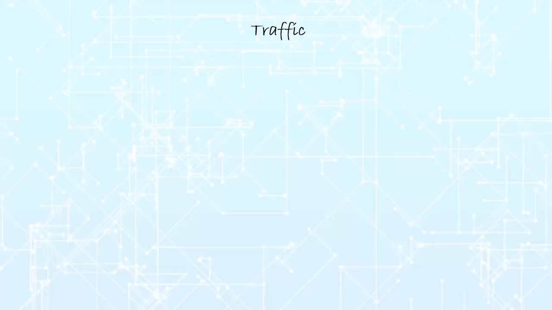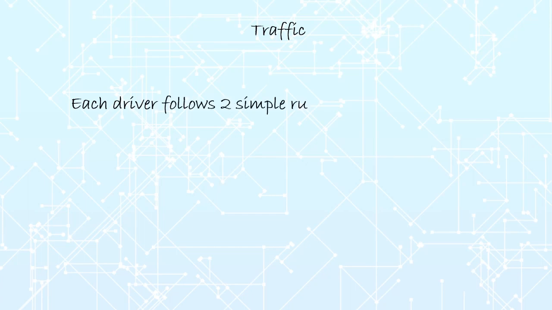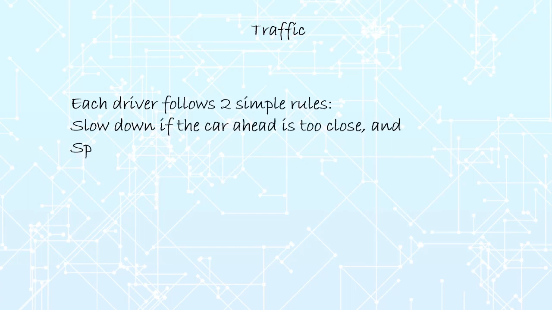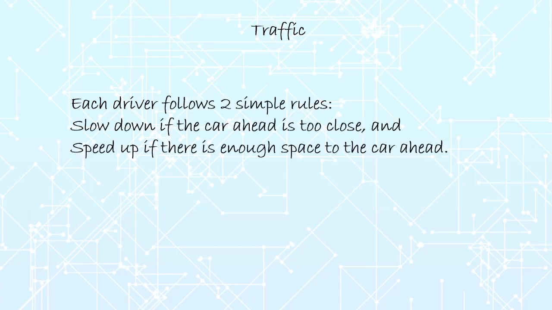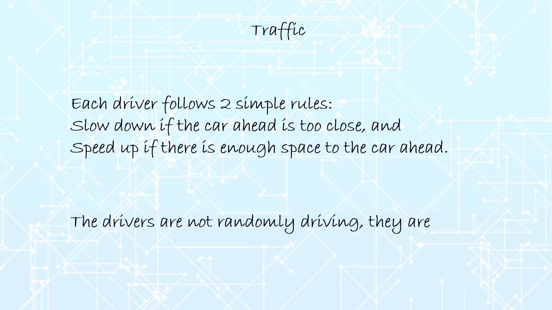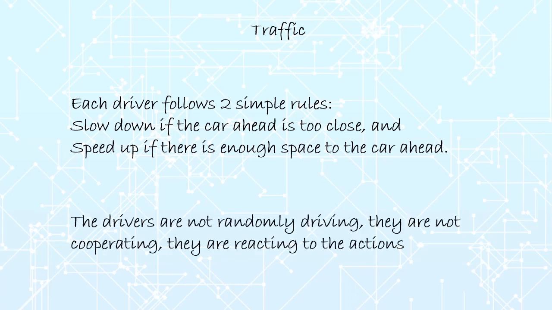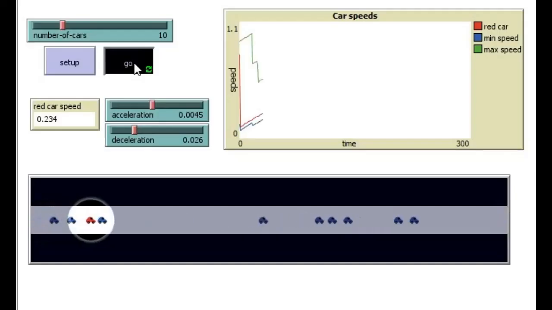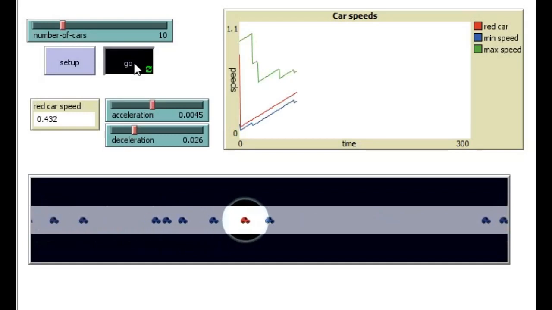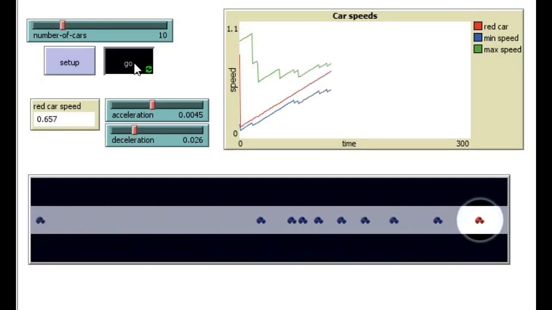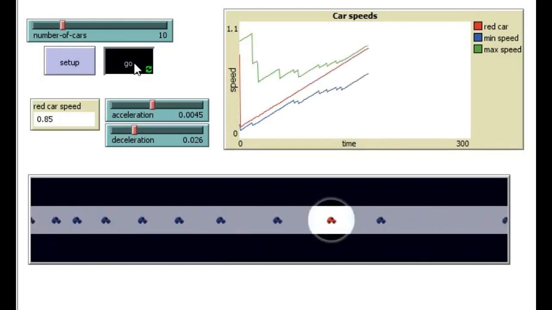The second model is traffic. In this model, the interaction rules are even simpler. Slow down if you get too close, or speed up if there's room between you and the car in front. The drivers are not randomly driving, they're not cooperating, they're simply reacting to the actions of the other drivers. With 10 cars on the road, everything goes well, a smooth traffic flow at top speed.